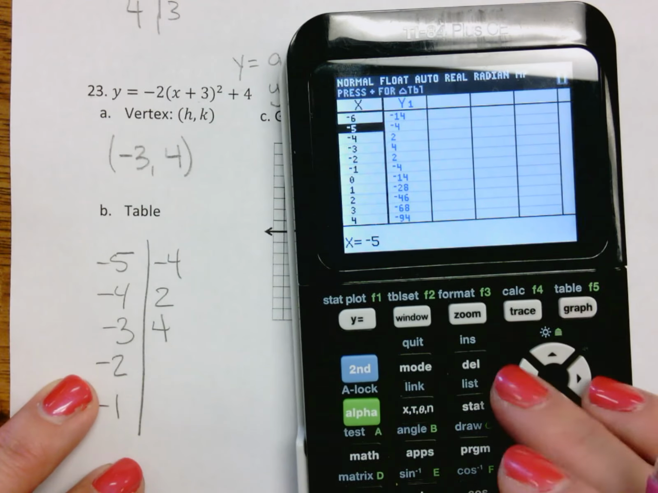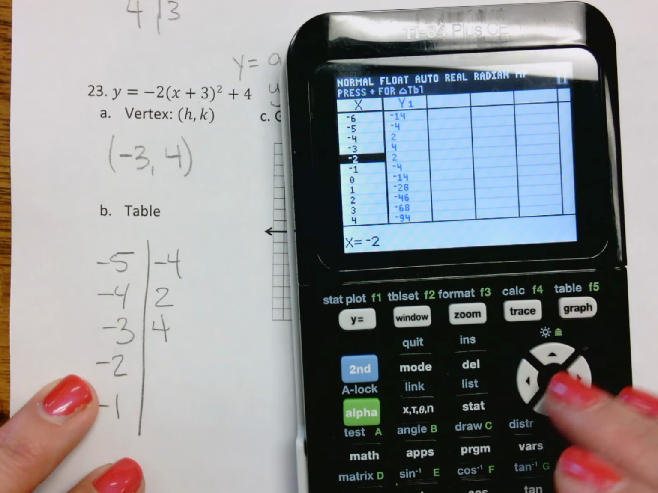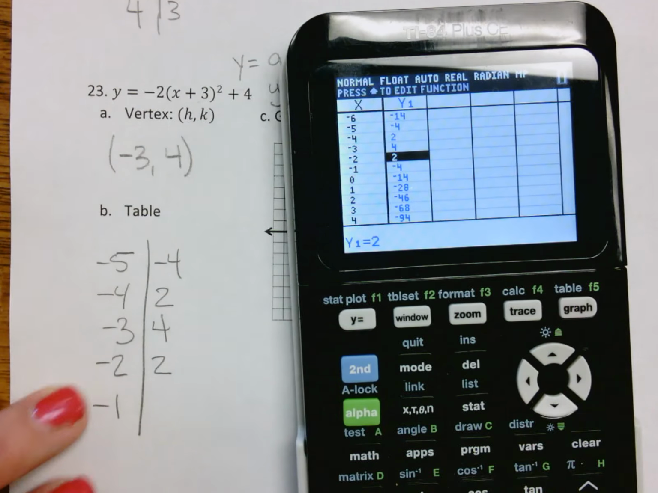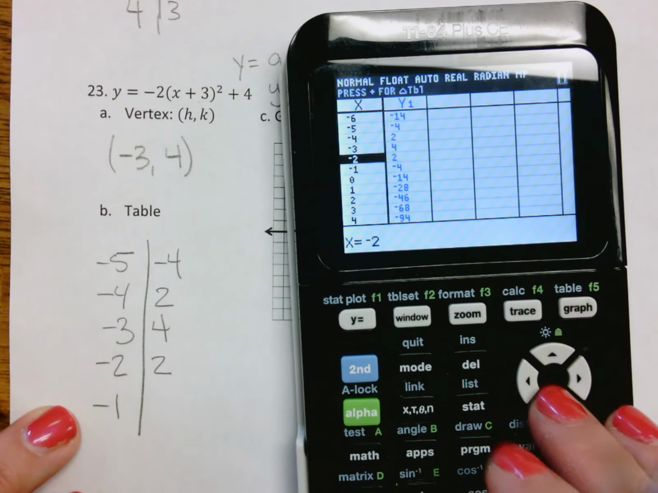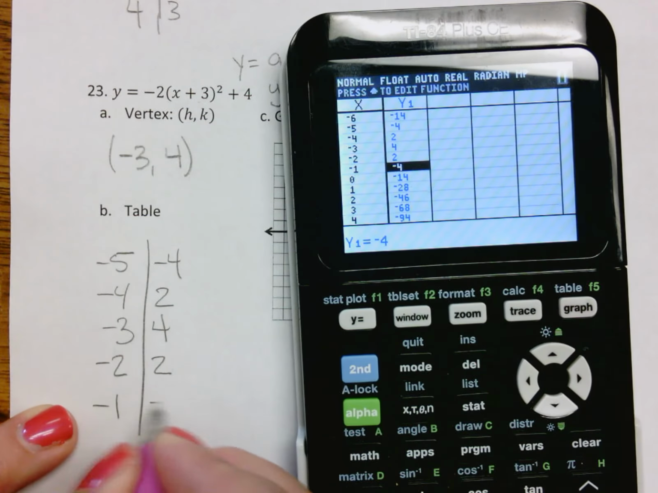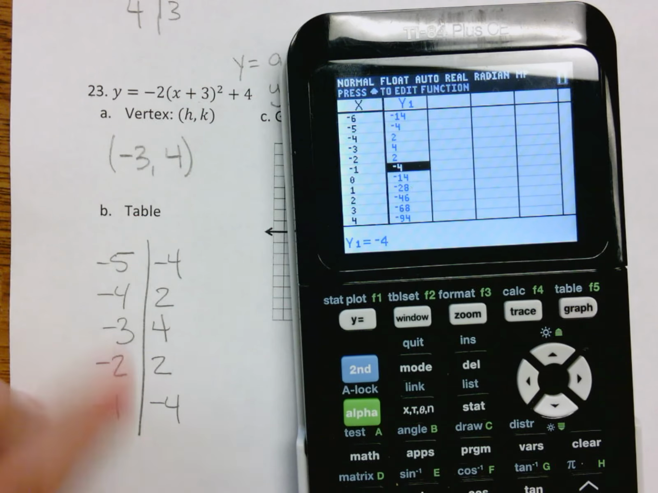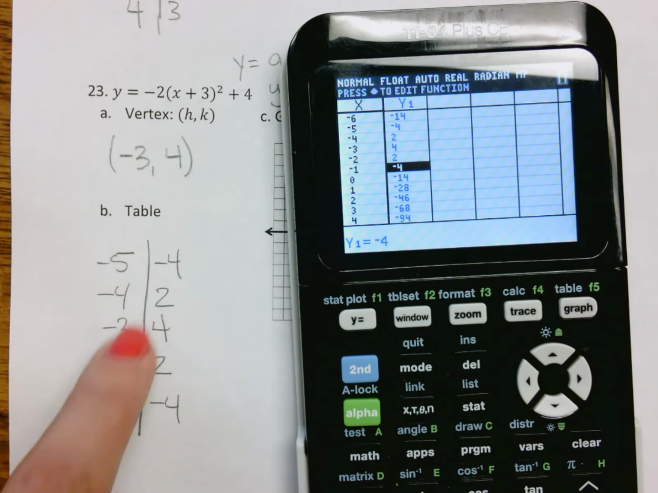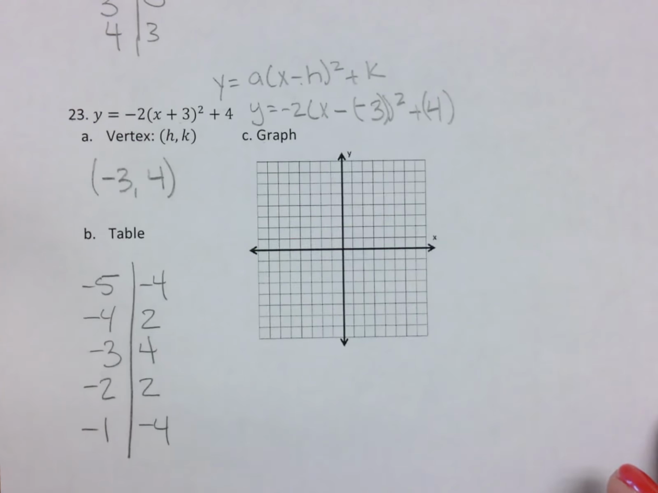And then we go to the other side. -2 in the x column gives us a +2 in the y. And -1 in the x gives us a -4 in the y. So we have that pattern. This is our vertex. These two numbers match these two numbers. So we should be able to easily make a parabola.